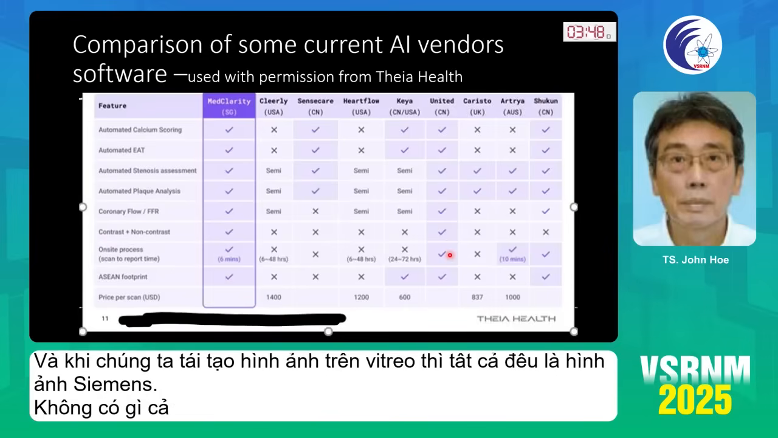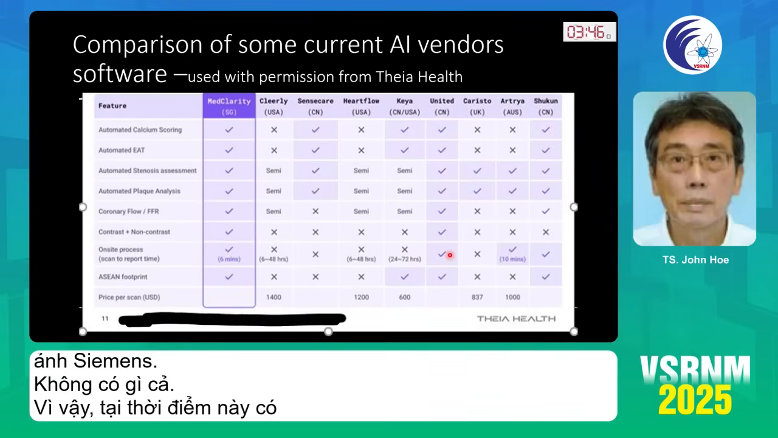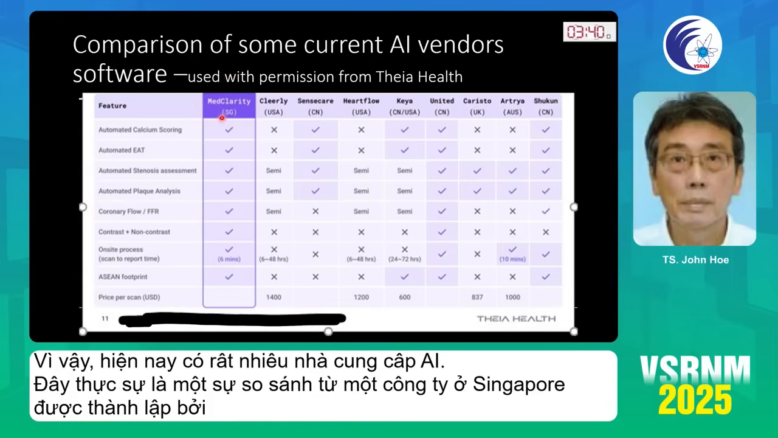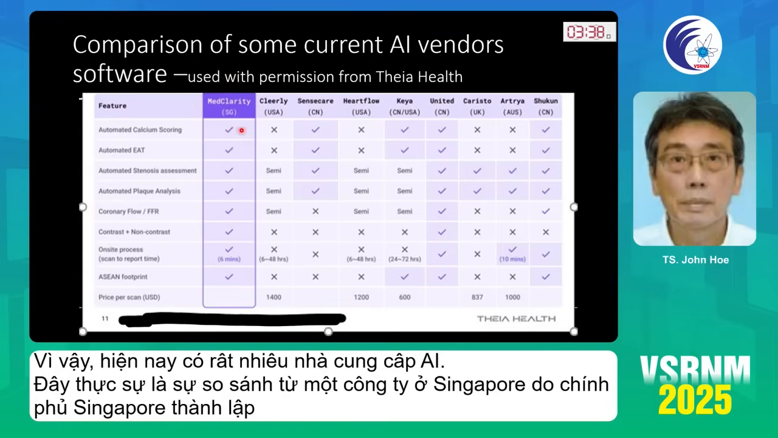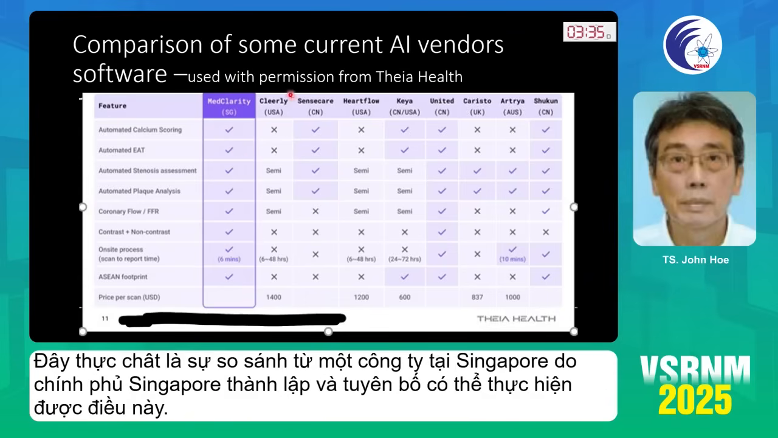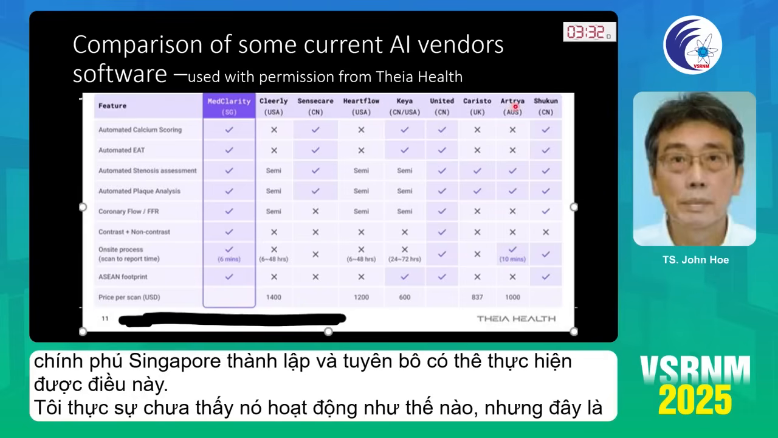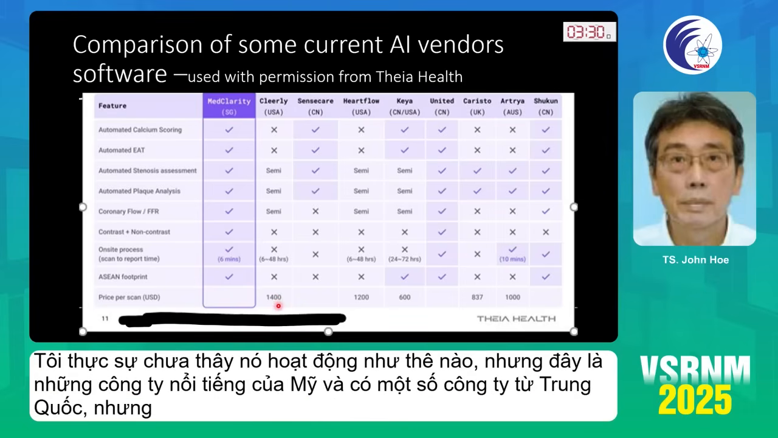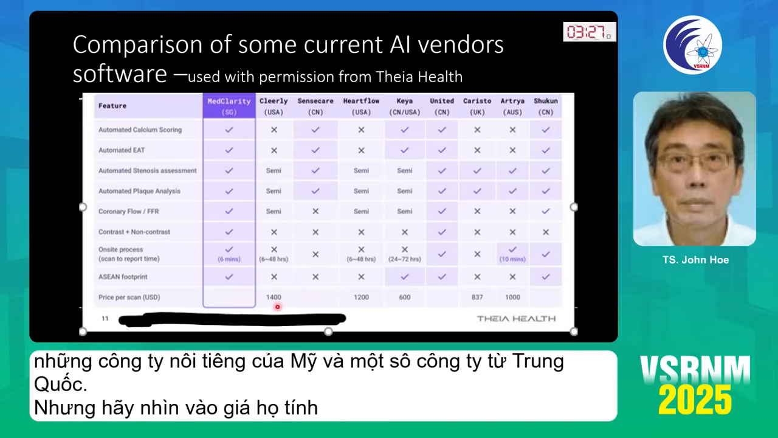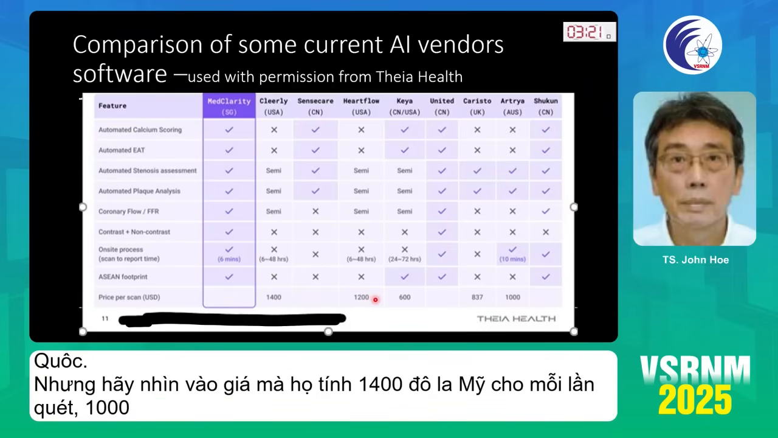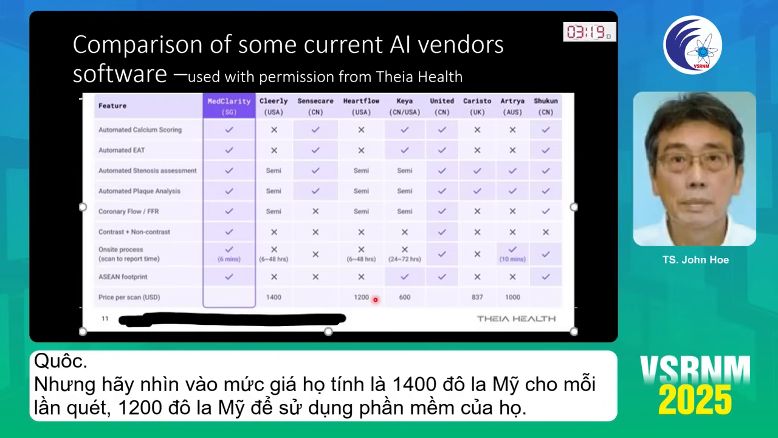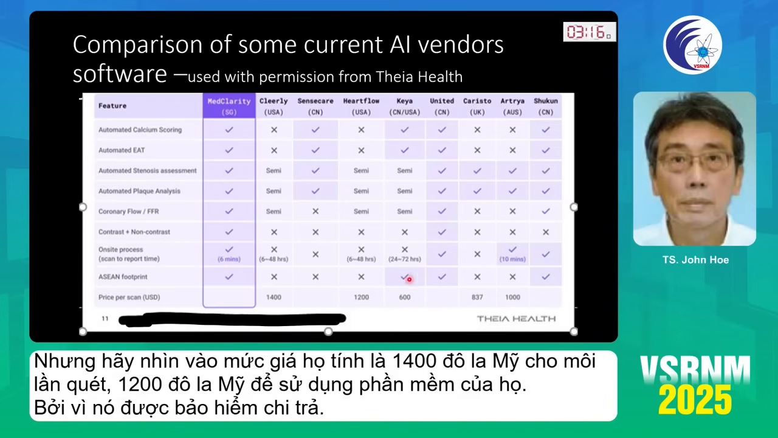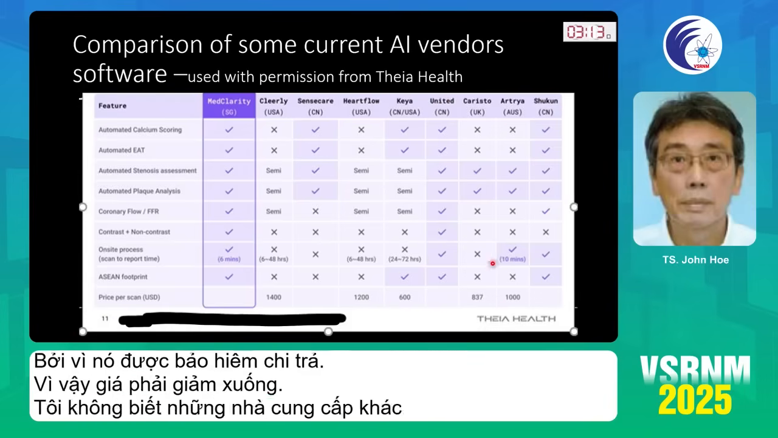So at the moment, there are many AI vendors. This is a comparison from actually a company in Singapore started by the Singapore government that claims to be able to do this. I haven't actually seen how it works, but these are the famous American companies, and there's some from China. But look at the prices. They charge $1,400 US per scan, $1,200 US to use their software. This is because it's paid for by insurance. So the price has to come down. I don't know what the other vendors are charging, but the price at the moment is too high.